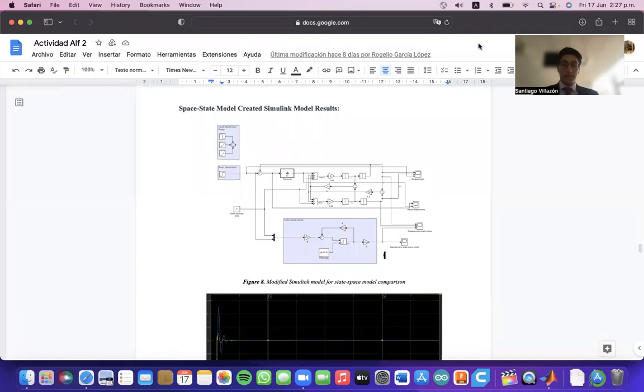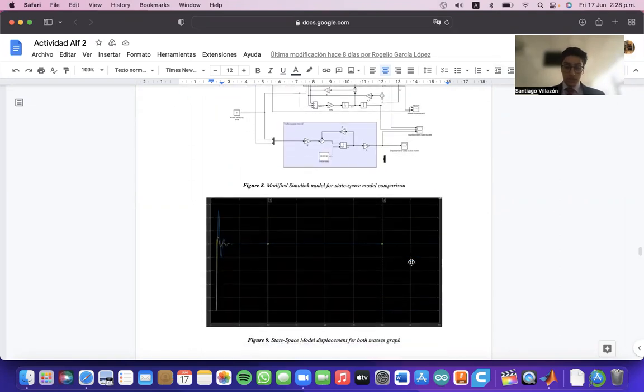Hello, my name is Santiago Villazón, and today I will be talking about the final presentation video for the Simulink suspension simulation. First of all, as we can see on screen, we can see the Simulink diagram, which has all the matrices and everything so that the model works.